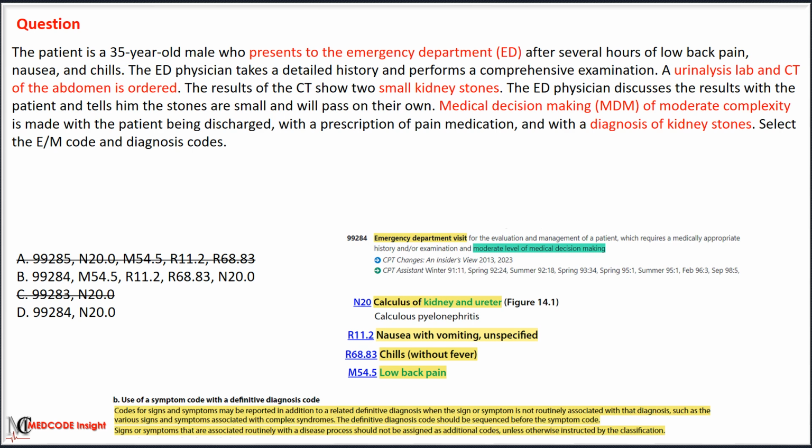The diagnosis is kidney stones as indicated by ICD code N20.0. Back pain, nausea, and chills are symptoms of kidney stone. According to ICD-10-CM guidelines, signs and symptoms that are routinely associated with the disease process should not be assigned as additional codes. Therefore, low back pain, nausea, and chills are not reported separately. Based on this guideline, we will also eliminate option B, which includes diagnosis codes for the symptoms along with the related disease. So the correct option is option D with the codes 99284 and N20.0.